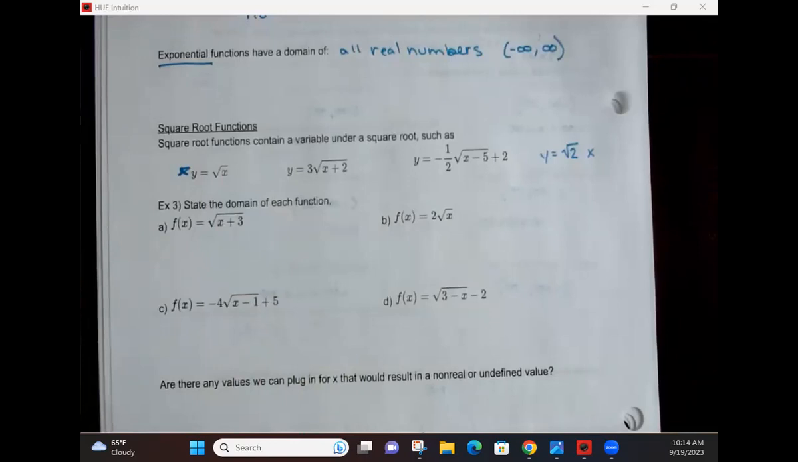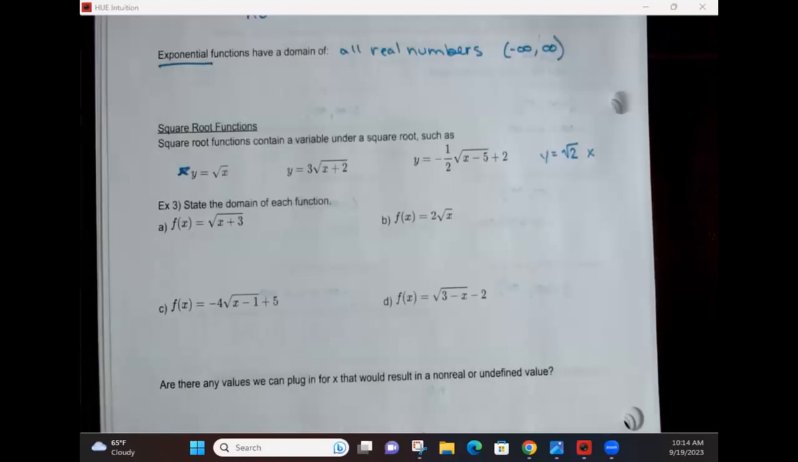Let's take a look at A. Could I plug in positive values for x? Any positive number? Sure. Could I plug in 0? Yes. If I plug in 0, I would be taking the square root of 3. That's okay. It's not a nice number, but that's okay. Could I plug in fractions?